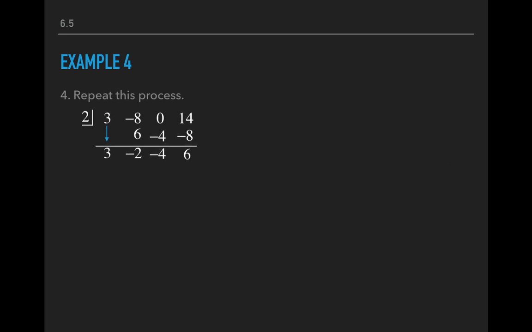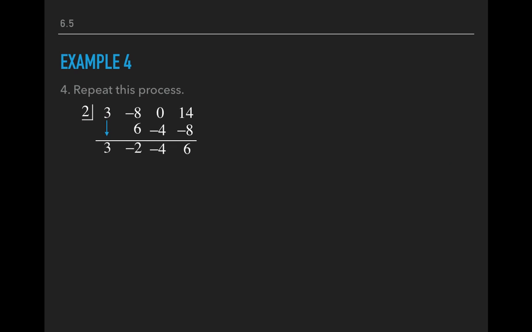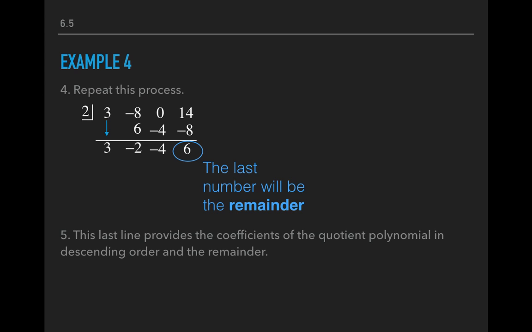Now we are going to interpret this process. That last number, the 6, is the remainder. The last number in the process of synthetic division is our remainder. It's really important that you remember that. I always circle it just to remind myself. Now the 3, the -2, and the -4 are all going to be the coefficients of the polynomial that is your quotient.